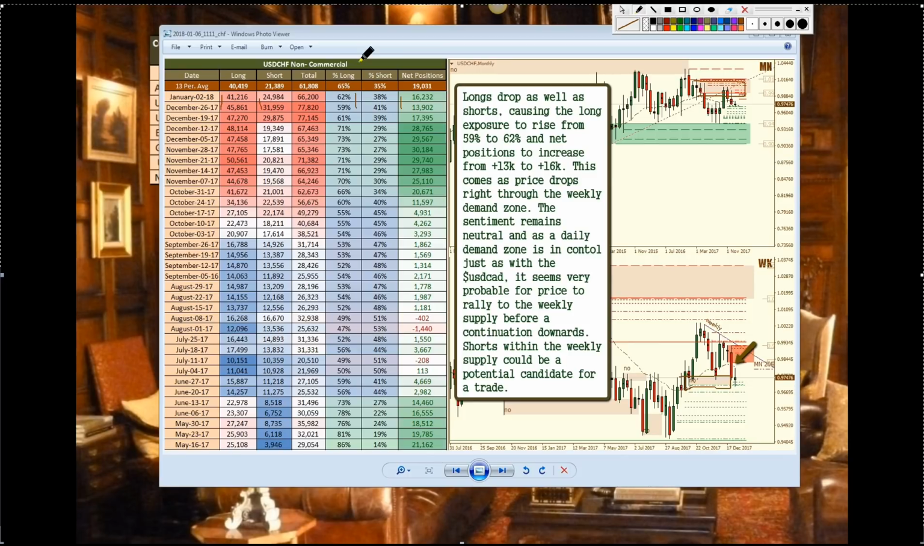So what do I see happening here? I think there's a really good trade here because there's room for price to move into this area here.